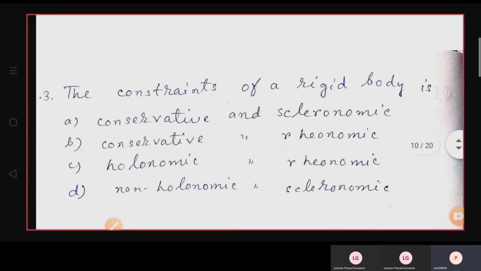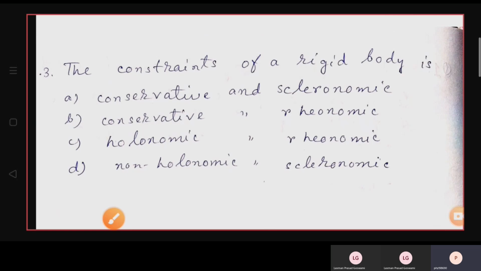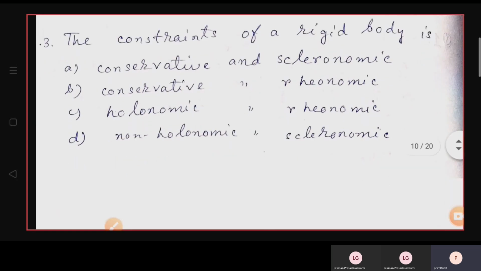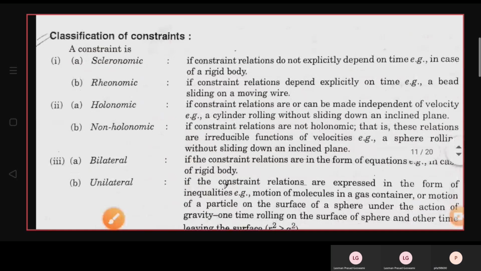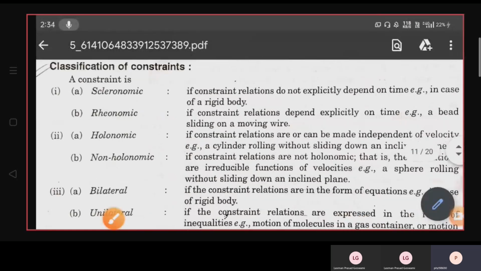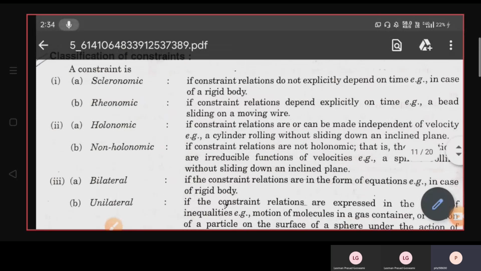Now come to the next question: the constraint of a rigid body. There are four options: conservative and scleronomic, conservative and rheonomic, holonomic and rheonomic, and non-holonomic and scleronomic. We should understand what a constraint is. Constraints are restrictions on the motion, and these constraints are of different types. We should know them one by one: scleronomic, rheonomic, holonomic, non-holonomic, bilateral, unilateral.